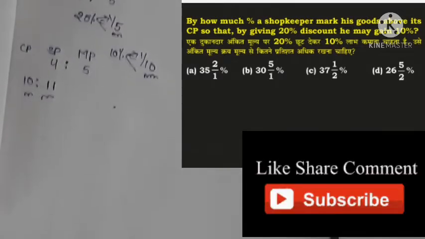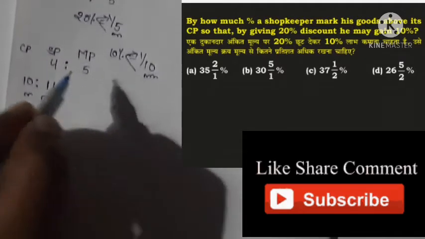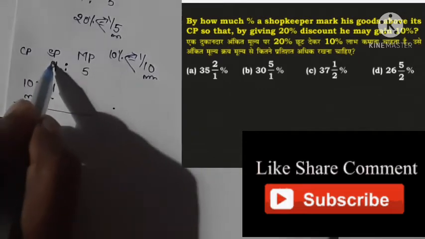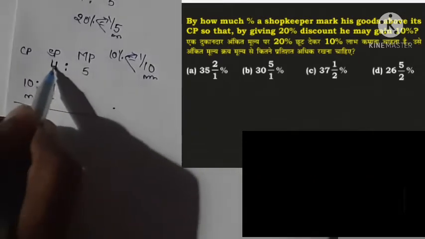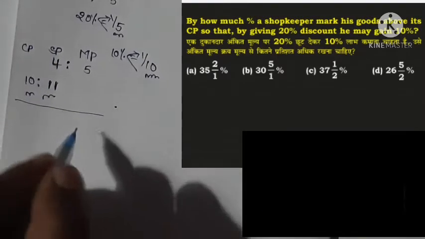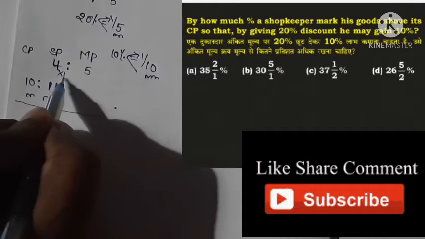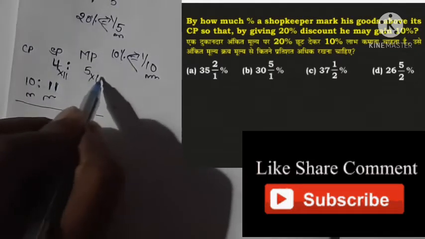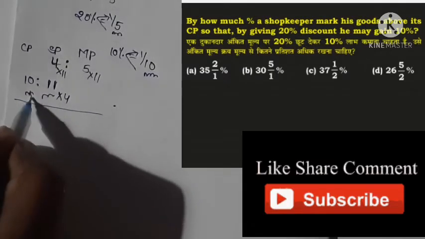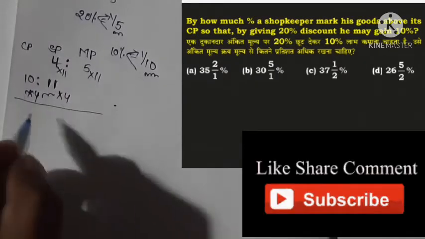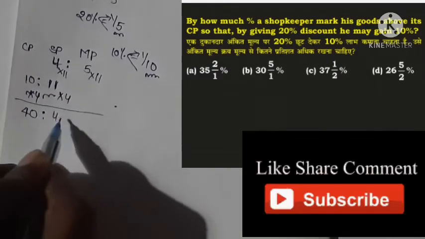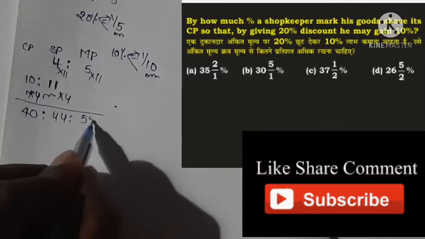The selling price and mark price are in the ratio 4:5. Here we have to equalize the selling price, so the selling price is the same in both the cases. Multiply this by 11, and multiply this by 4. So the value is 44:55.